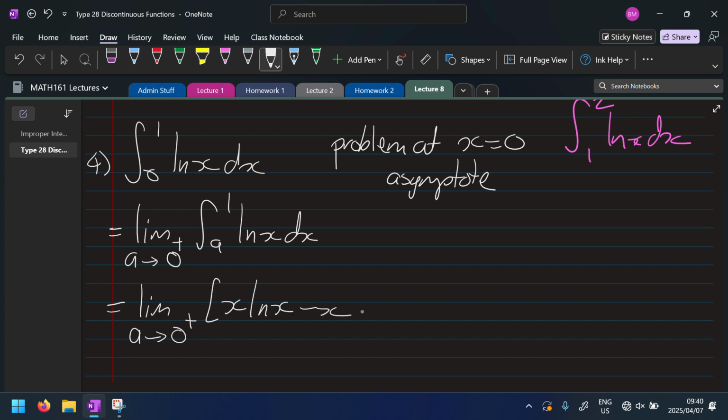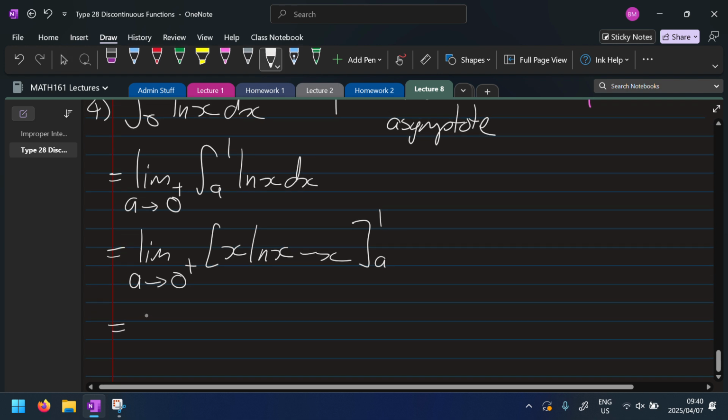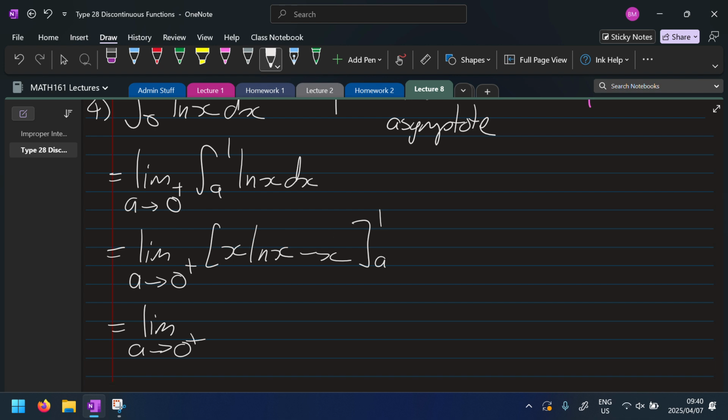x log x minus x. Now, for the indefinite integral, you would put the plus c. But this is all definite, like we said earlier. So there's no plus c anywhere. We just leave it like this, from a to 1. So this is going to be the limit as a goes to 0 plus. If we substitute 1, we get 1 times the natural log of 1. That's going to be 0 minus 1. Then we're going to have minus a natural log of a plus a. The minus and the minus will give us a plus there.